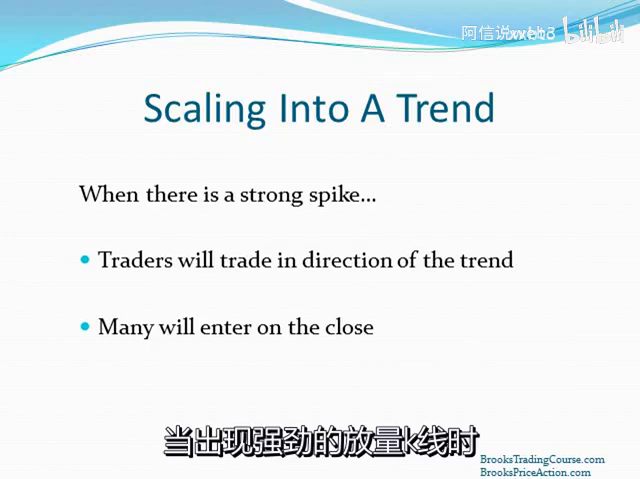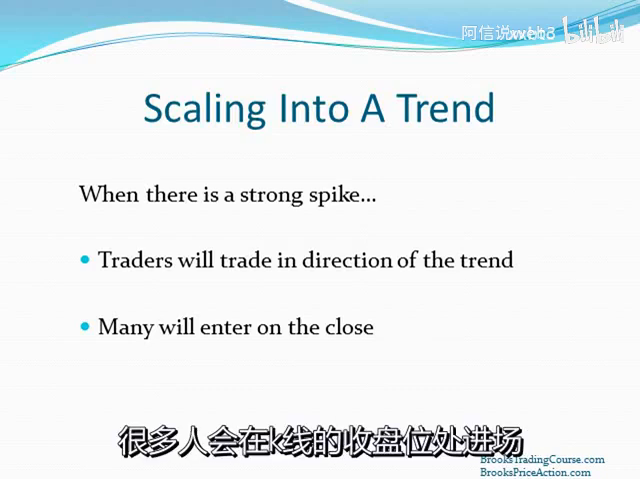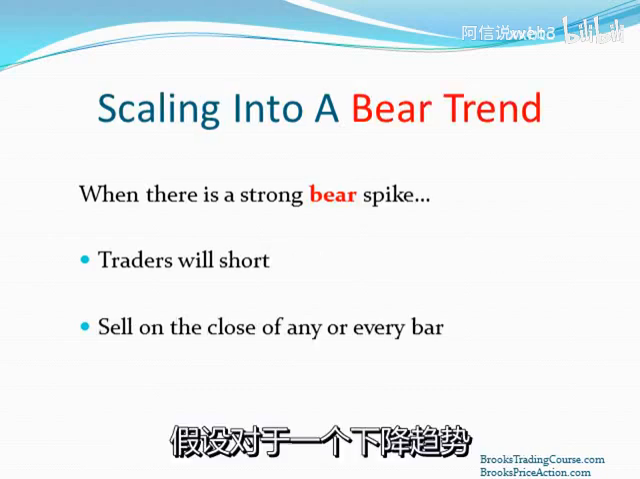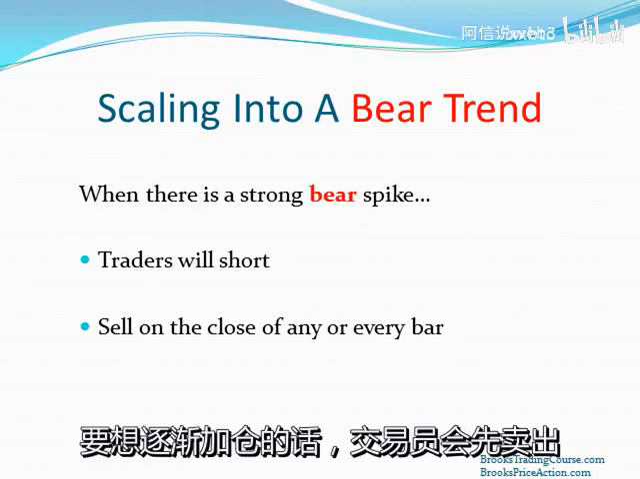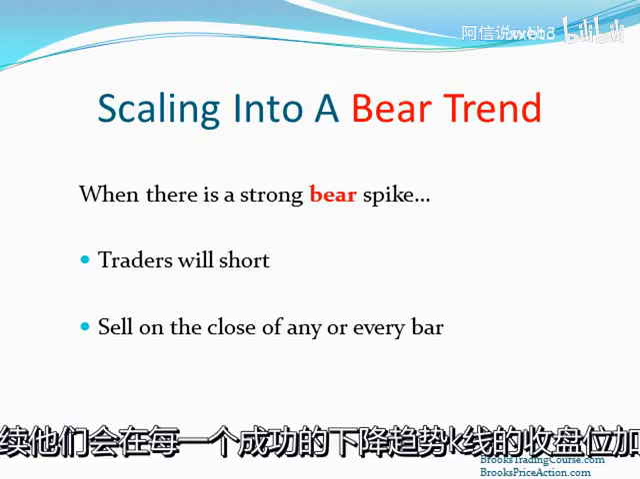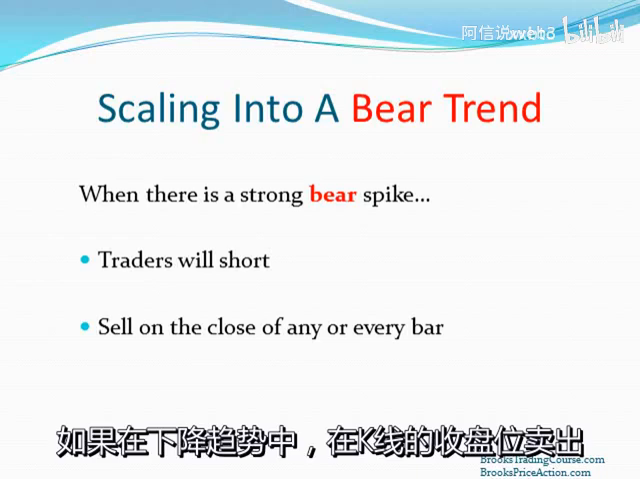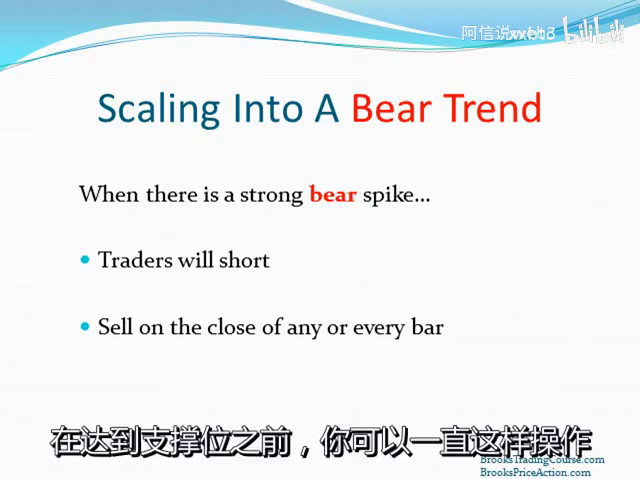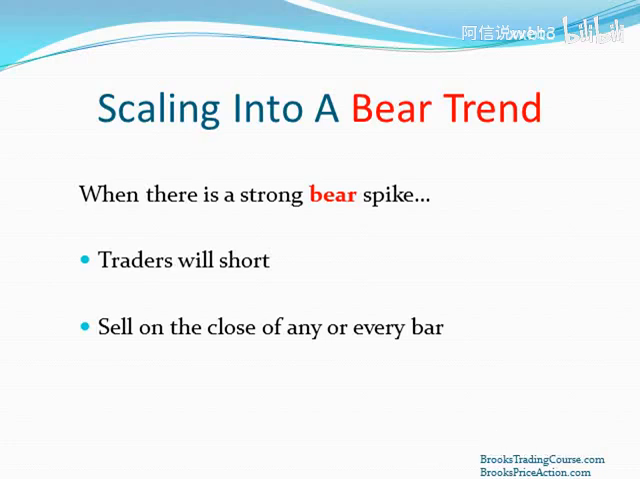When you're scaling into a trend, when there is a strong spike, traders will trade in the direction of the trend, and many will enter on the close of bars. For example, scaling into a bear trend where there's a strong bear spike, traders will short, and they may short more on the close of every successive bear trend bar all the way down until the market reaches some support level. If you're selling closes in a bear trend, you can keep doing it until you're down to a support level, and then it's better to stop doing it.